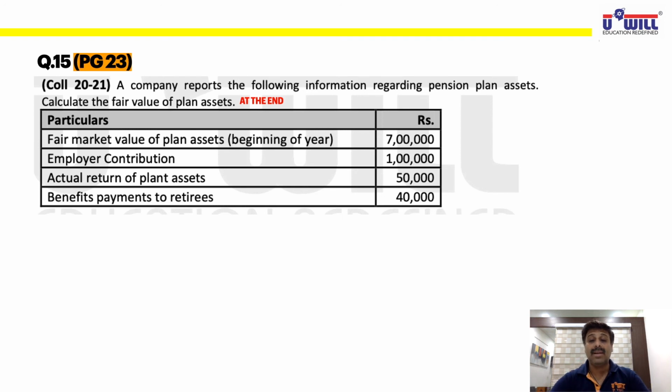Now understand it properly. If you make a mathematical equation, how do you find the actual return? Fair value at the end minus fair value at the beginning minus contribution plus benefit equals actual return. Take everything on the right side. Take everything on the right side, only keep fair value at the end on the left side. So if you take minus fair value at the beginning to the right side, it will become plus.